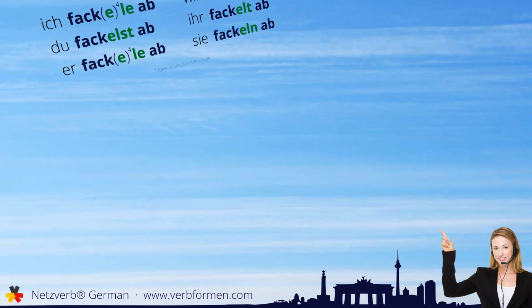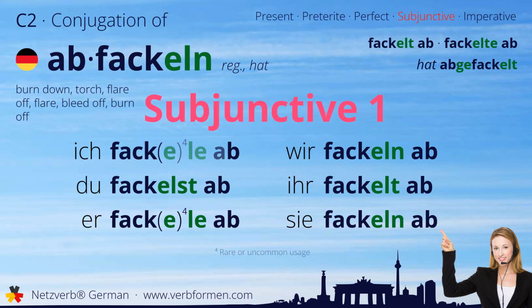Next up is the subjunctive one. Ich fackle ab. Du fackelst ab. Er fackle ab. Wir fackeln ab. Ihr fackelt ab. Sie fackeln ab.